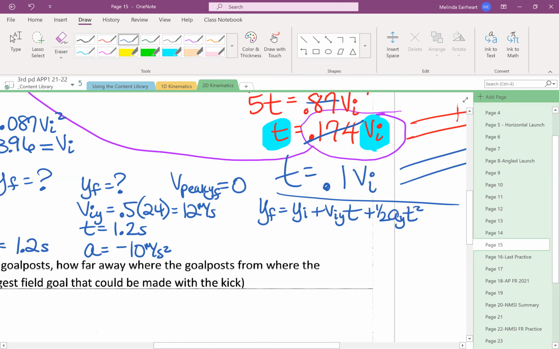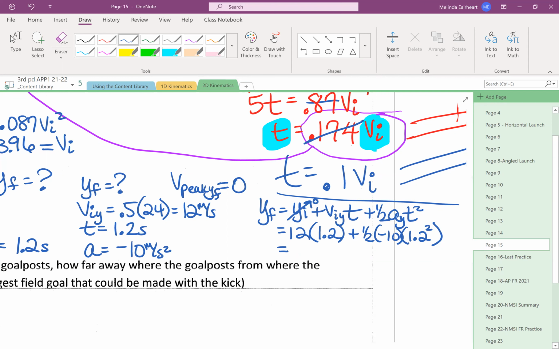And so we're starting on the ground. It was unspoken that that was 0 meters, right? And so we know 12 meters per second times 1.2 seconds plus half a negative 10 times 1.2, don't forget to square. So plug this in, and let me know what you get.